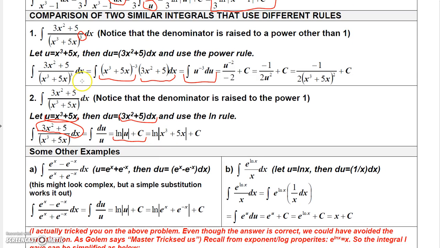But notice these two look very similar, but the key in understanding that this one is the power rule and this one is the log rule is that in this one the denominator is raised to a power, and here the denominator is not raised to a power.